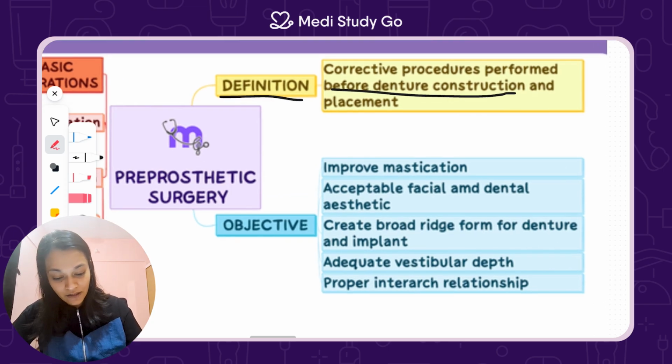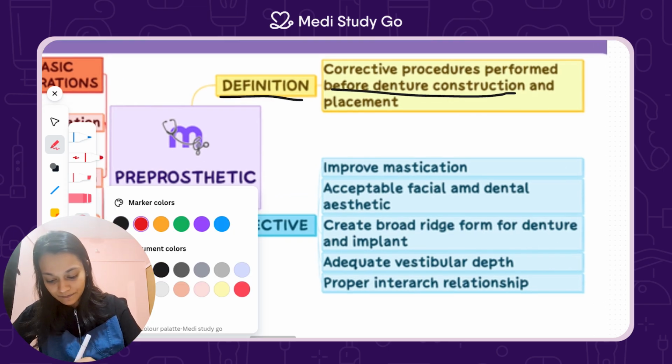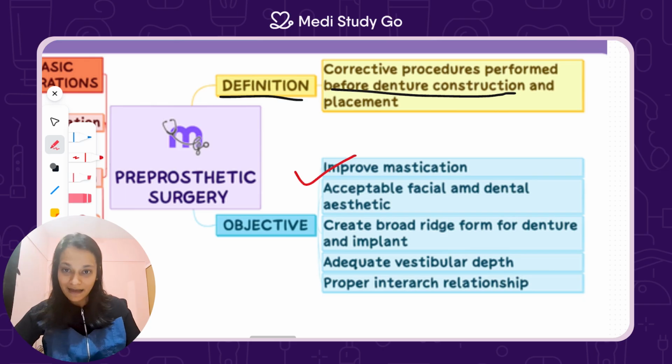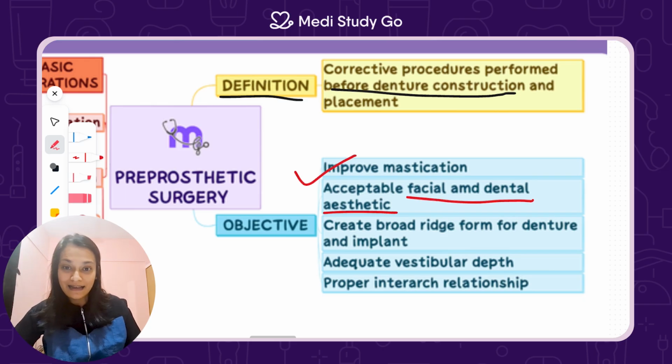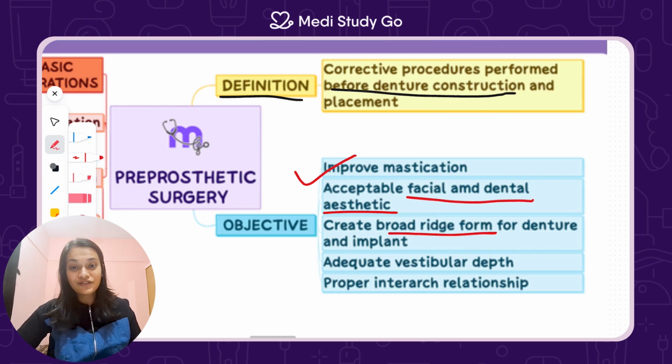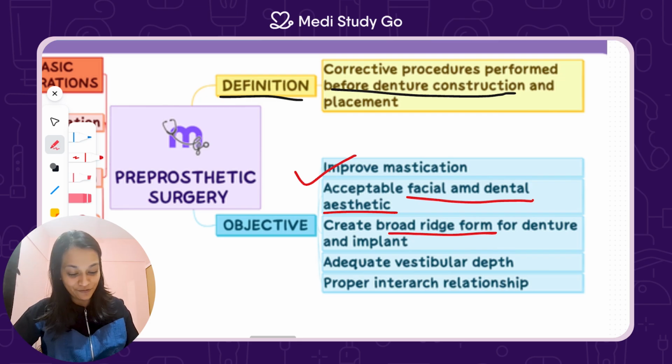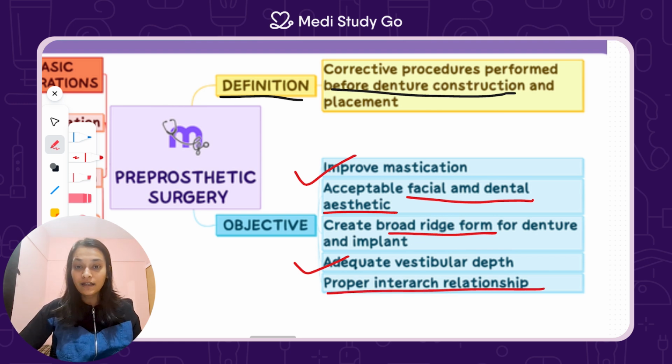And definitely the objectives here are to improve mastication, give acceptable facial and dental aesthetic, create a broad ridge form such that the broader the ridge, the better would be the support and the stability of the denture, adequate vestibular depth and interarch relationship.